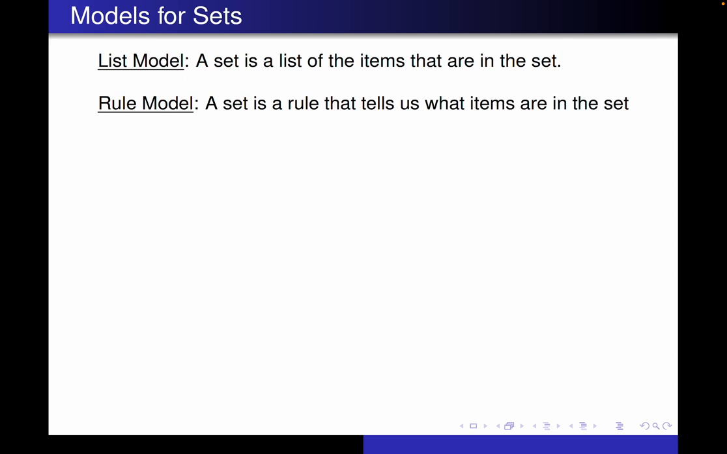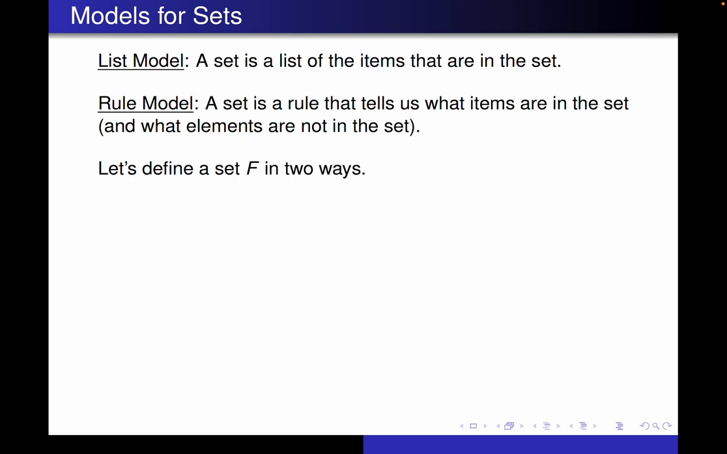So a set is a rule that tells us what items are in the set and what items are not in the set. If the item follows all the rules, it is in the set. If it doesn't follow all the rules, it's not in the set. So I'm going to apply this to a particular set. I'm going to define a set F in two ways, one using the list model, one using the rule model. We'll start with the rule version.